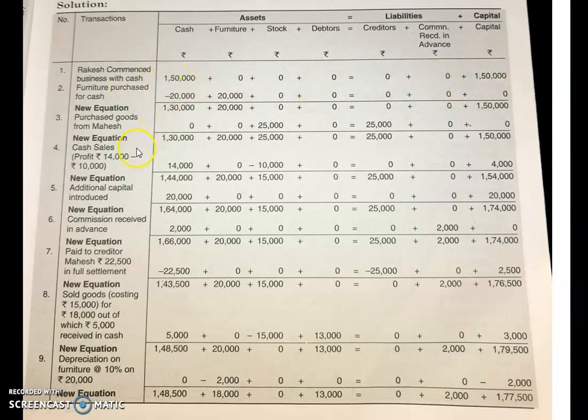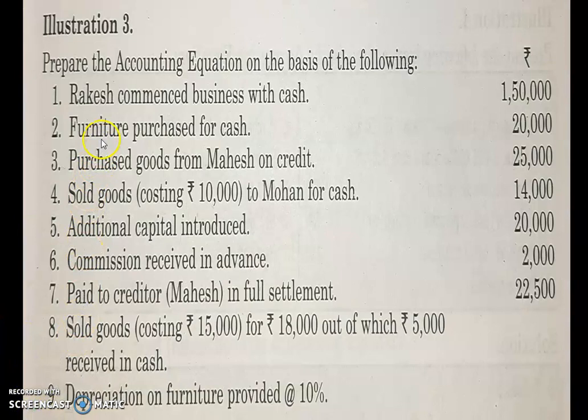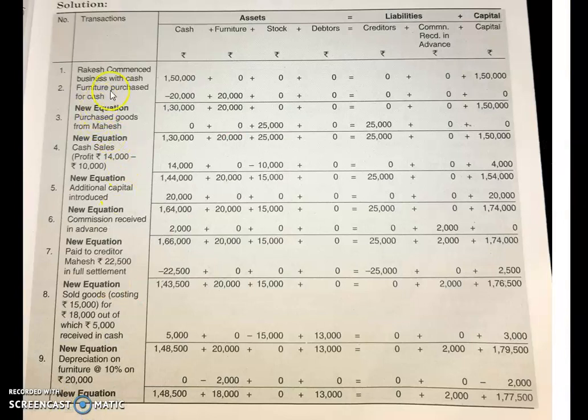In this question you will not find that, but for neat presentation, you can draw a line, write down the new equation, and bring that 1,50,000 down. Then write down the second case. What is your second case? Purchase furniture for cash.